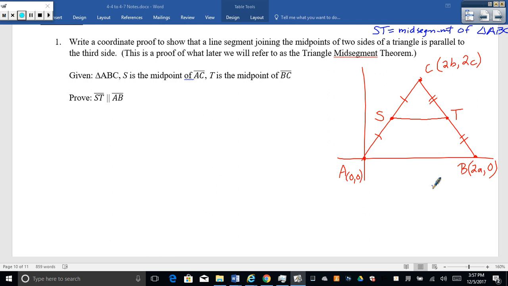Now there are two characteristics of this mid segment. One is that it's parallel to AB, and the second is that this length is going to be half the length of AB. So let's start by identifying what the ordered pair of S is going to have to be. In order to find the ordered pair of S, you need to remember what your midpoint formula is. It might be something that you want to use for your exam in a couple of weeks.